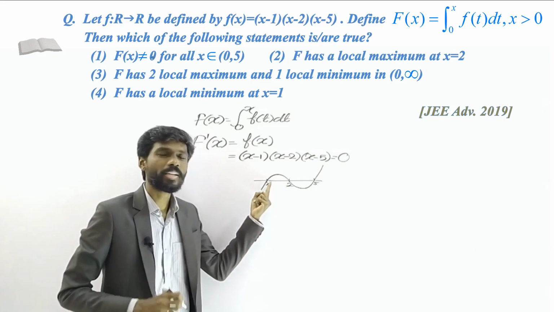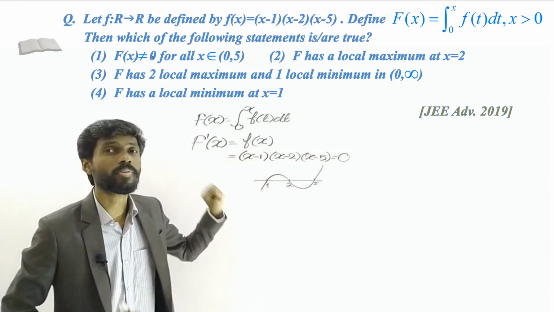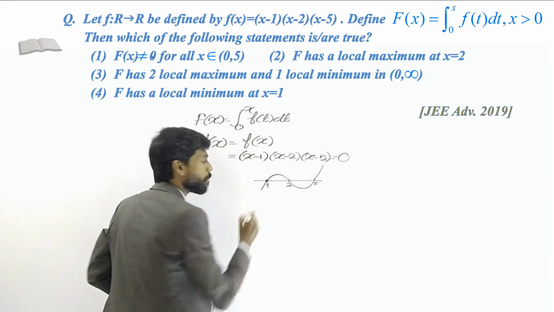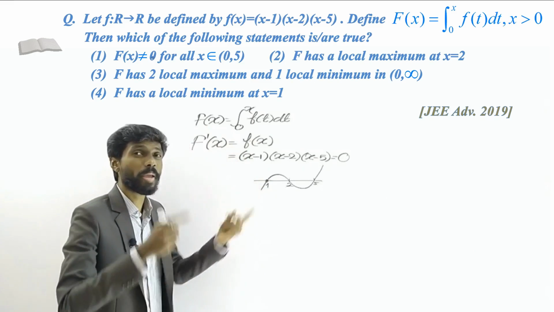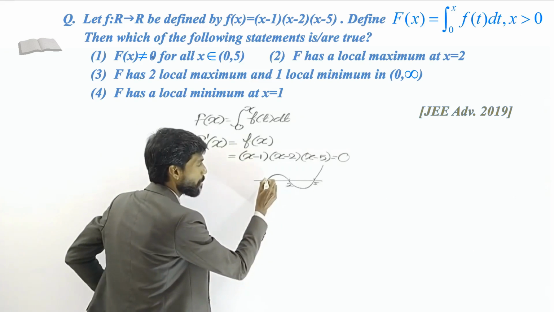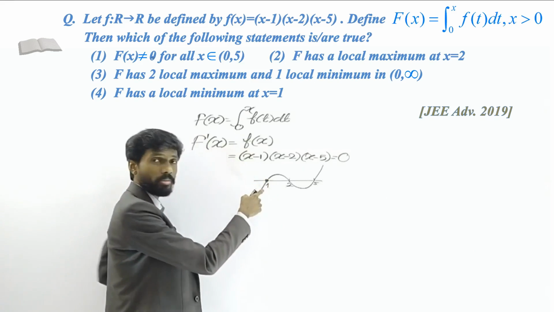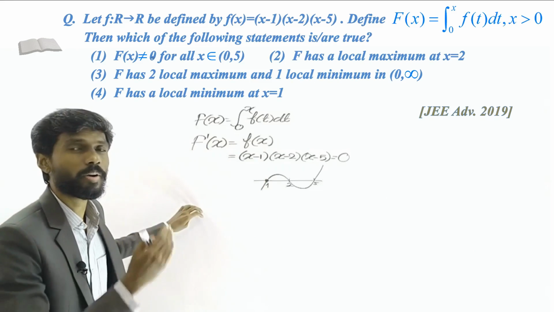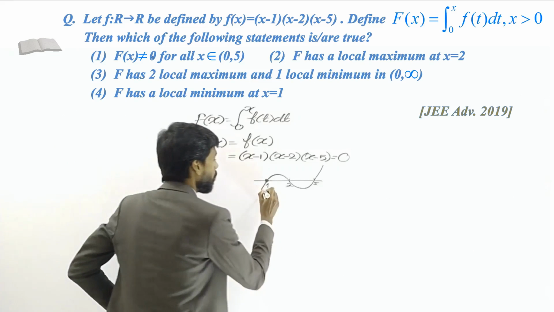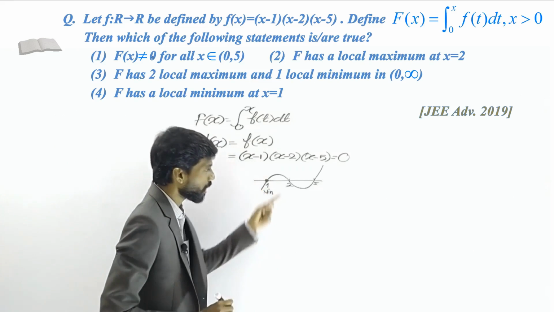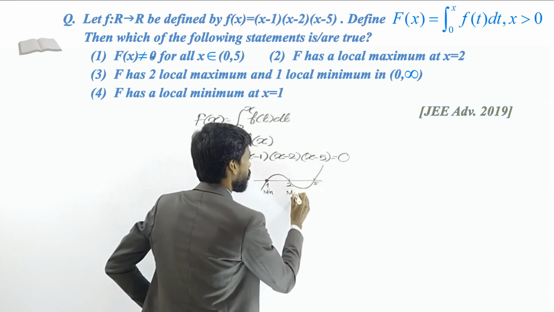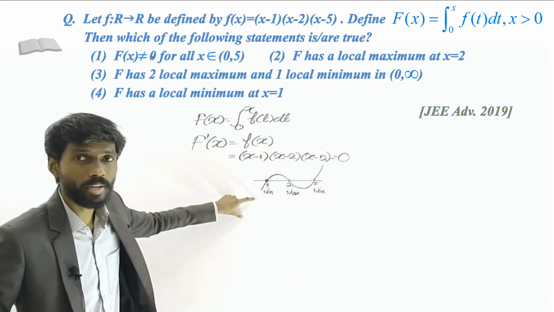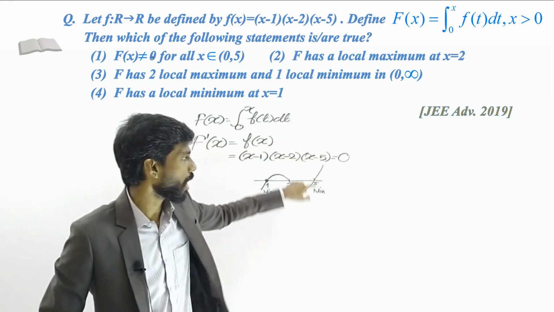See, at 1, is it minimum or maximum? This is not the graph of the function F of x. It is the graph of the derivative. At 1 the derivative is 0, so it may be minimum or maximum. Let us check. Before 1 the derivative is negative. After 1 it is positive, negative to positive. When the derivative changes from negative to positive, that is the point of minimum. When the derivative changes from positive to negative, that is the point of maximum. Similarly, at the point 1 it attains the minimum value, at 2 it attains the maximum value, at 5 it is the minimum value.